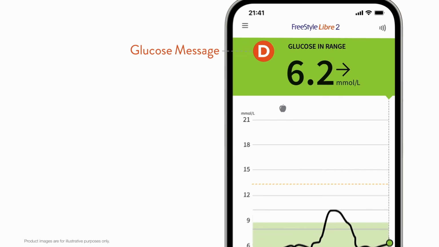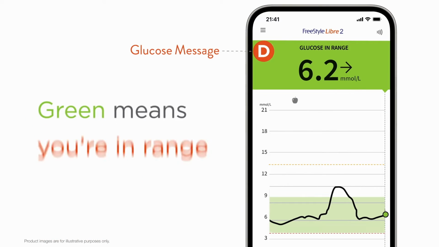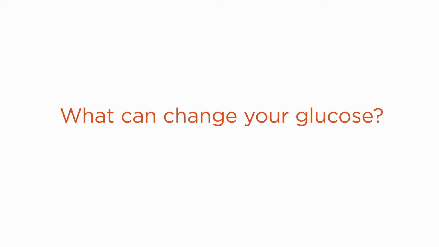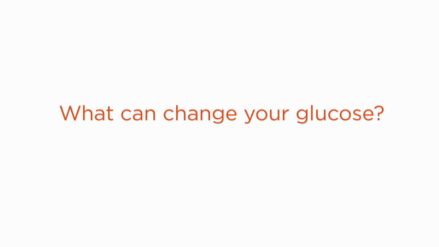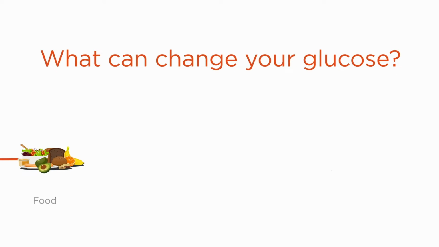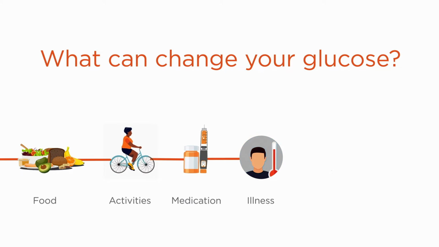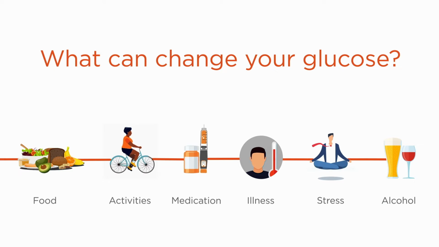Finally, this is your glucose message and the background color. They confirm you're in range. What could have changed your glucose in the middle of the night? It is important to consider the effects of food, activities, medication, illness, stress, and alcohol on your readings.